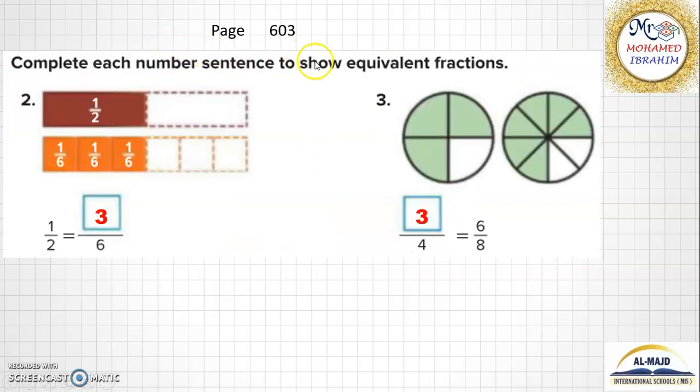Complete each sentence to show equivalent fractions. These math examples are at page 603. Number 2. Now I want you to compare between these 2 rectangles. The first one we have shaded 1 part out of 2. The second we have shaded 3 parts out of 6. Good. Number 3. How many parts did we shade here?